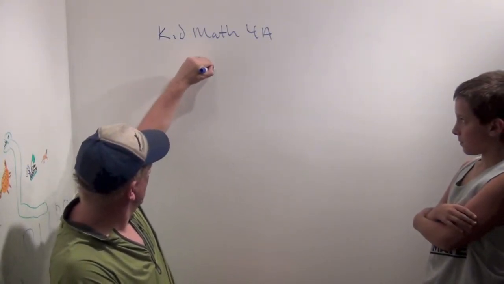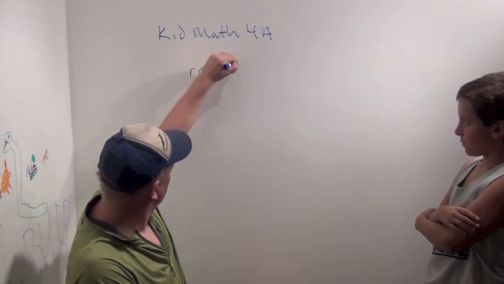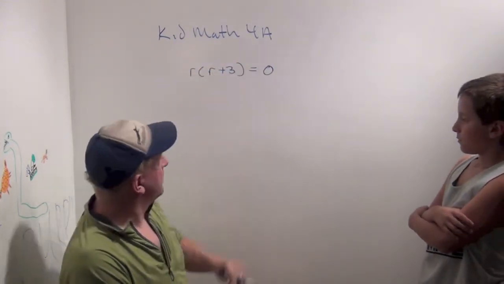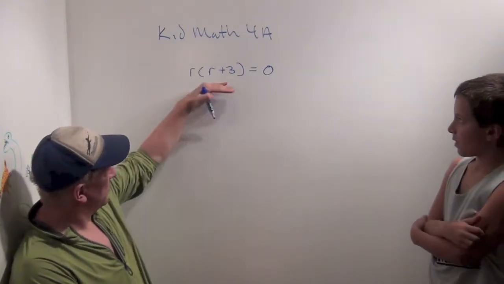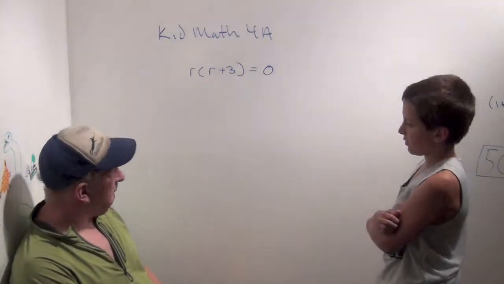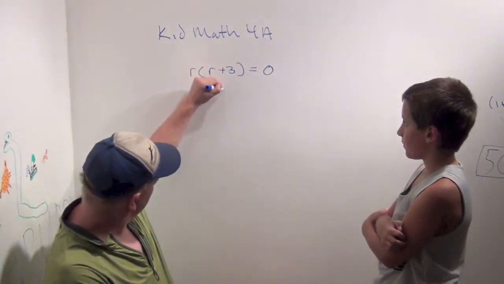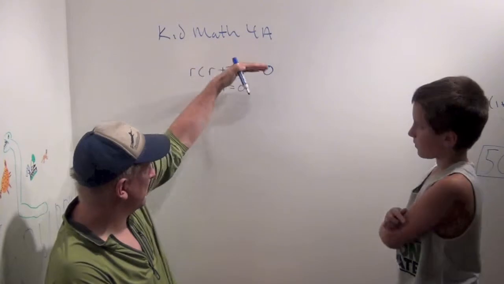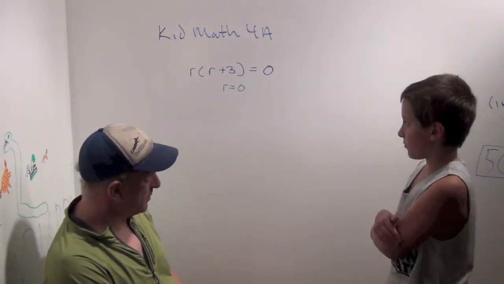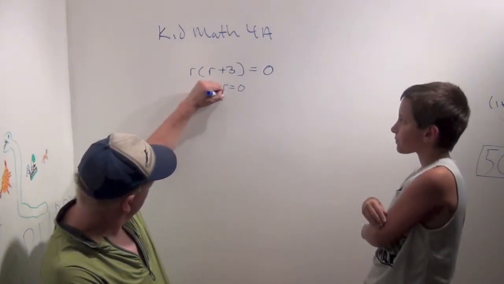r times (r plus 3) equals 0. What were some solutions to this? If r is 0, r equals 0 works, because then we have 0 times 3, which definitely equals 0. And minus 3 also works. r equals minus 3 also works.